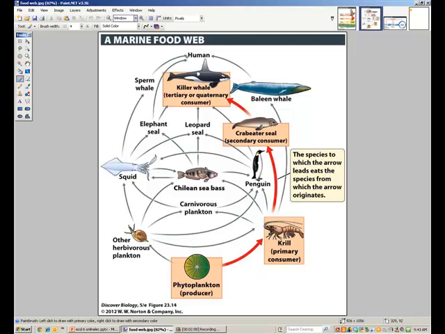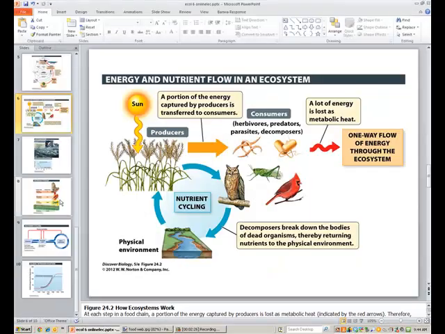The other thing we'd like to talk about is keystone species in the food web. I'm going to show you an example in just a minute of the sea star, and then we're going to look at a different example in class. The keystone species is the species in your web that, compared to its biomass, has a relatively large effect on the structure of the ecosystem. So I'll show you what I mean by that.